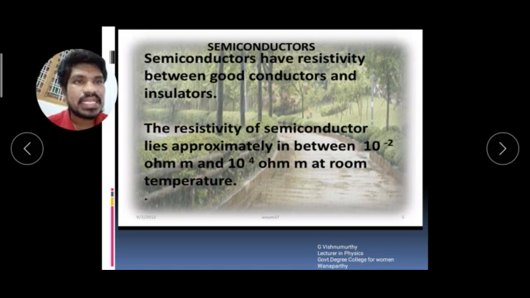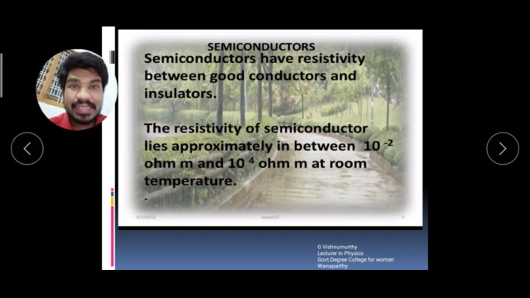So semiconductors have resistivity between good conductors and insulators. Resistivity means the opposition to the current. In insulators, the resistivity is infinite because there are no free electrons. All electrons are bound together. That's why there are no free electrons, and the resistivity of the material is very high. So there is no current passing through them.